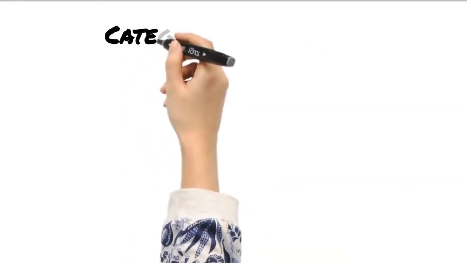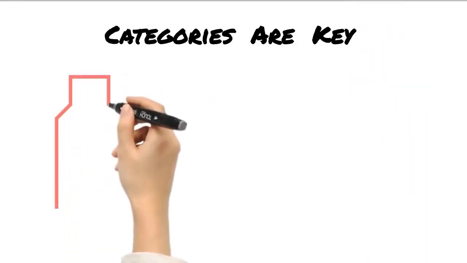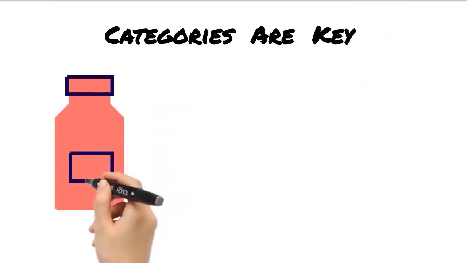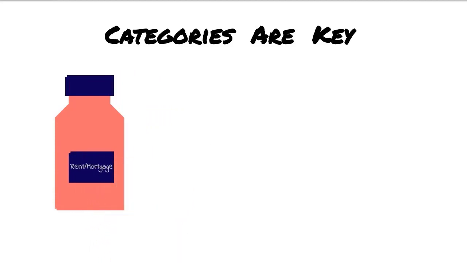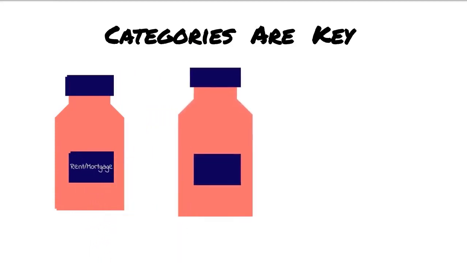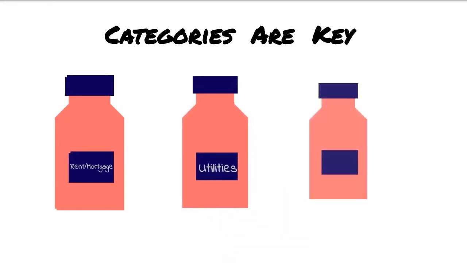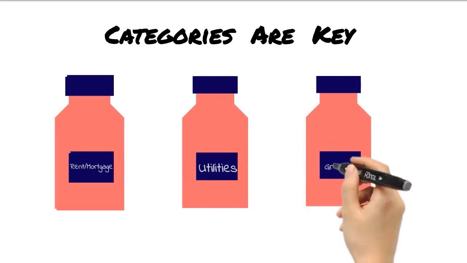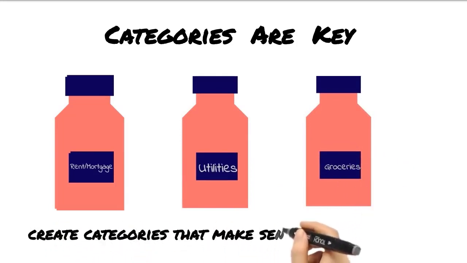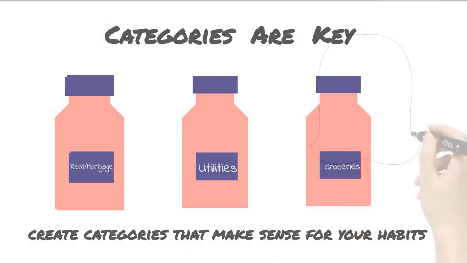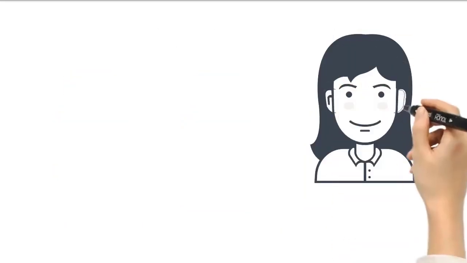Categories are key. With your bills gathered and laid out, it's time for a little organizational magic. We're going to organize them by categories. Think of it as sorting your financial potions into the right jars: rent or mortgage, utilities, groceries. Create categories that make sense for your spending habits. I personally organize mine accordingly. Again, make this make sense for your spending habits. Here are my categories as follows, and in no particular order.